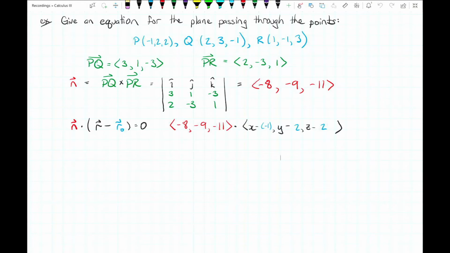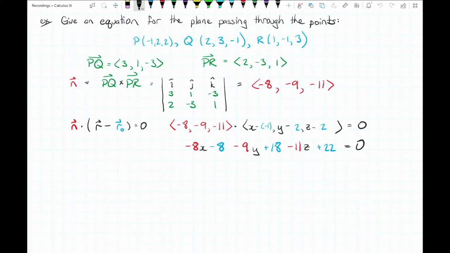But feel free to use Q or R for this. And of course, that is equal to 0. Now, if you like, you can leave this in vector form, although maybe as it is right now, it doesn't quite look like it's going to be very useful for future applications. So let's choose to expand that out.